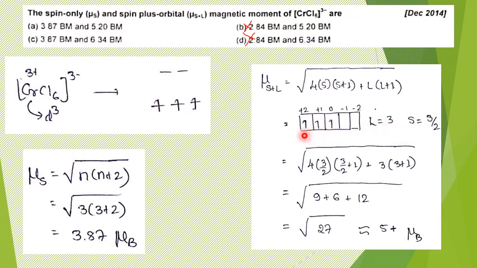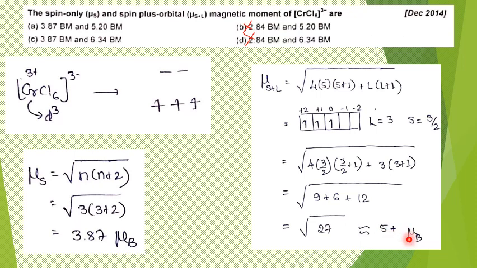So here, if you distribute the electrons in this way, the L value will be plus 2 plus 1 plus 0, which comes to 3, and the total spin value for 3 unpaired electrons will be 3 by 2. Next, it is very simple: just substitute these L and S values here and simplify, right? What you get is root 27. Root 25 is 5, so root 27 should be slightly greater than that. So your answer should be 5 plus something Bohr magneton.